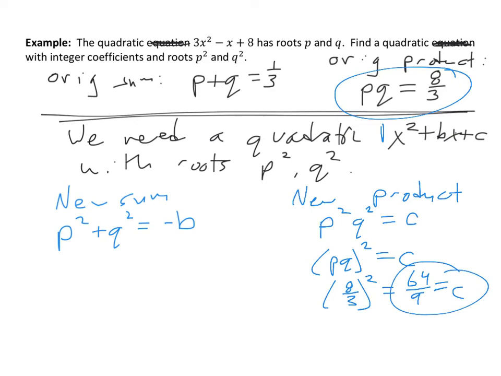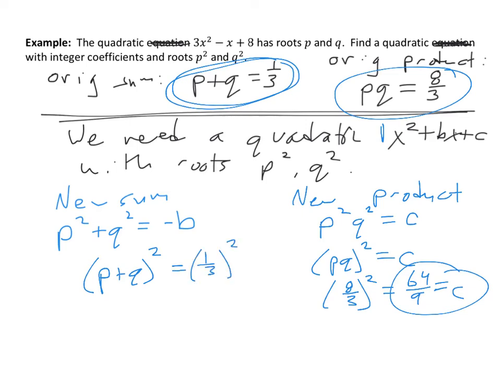I'm really not seeing this thing show up. It's almost like the closest thing we can think of would be to take this thing and square it. If I did p plus q squared, it would be 1/3 squared, right? That would mean that p squared plus 2pq plus q squared would be 1/9. Oh, this is so close. It's too bad there's 2pq in the way. If only there was some way to get rid of that pq.